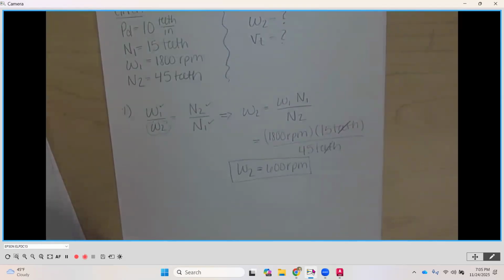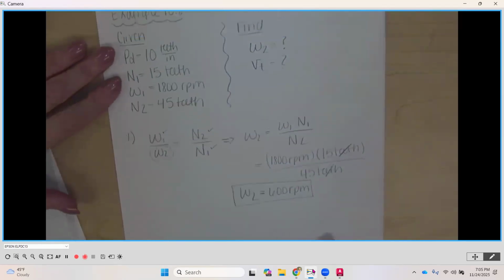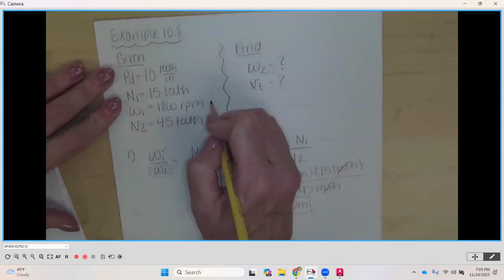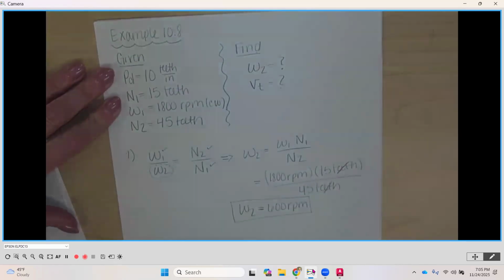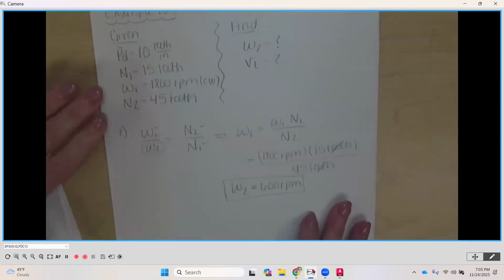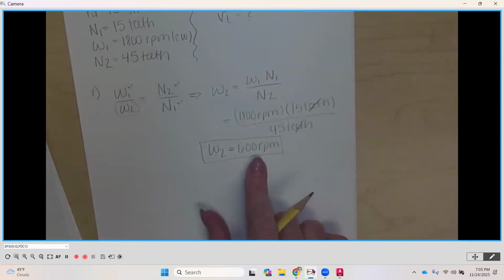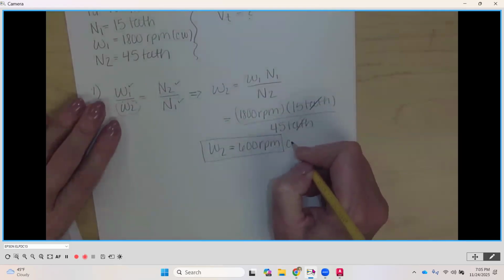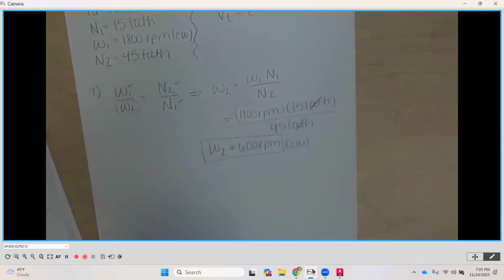Now, when we were given the 1800 RPMs, the direction was clockwise, right? So what is the direction of W2? Counterclockwise. Remember, when we have two gears in engagement with one another, the rotation of the one gear to the next is going to be opposite. So this is going to be counterclockwise, okay?